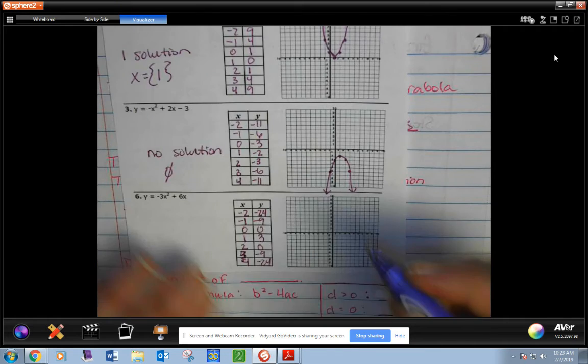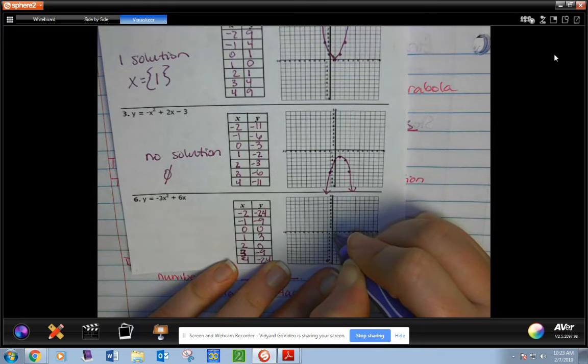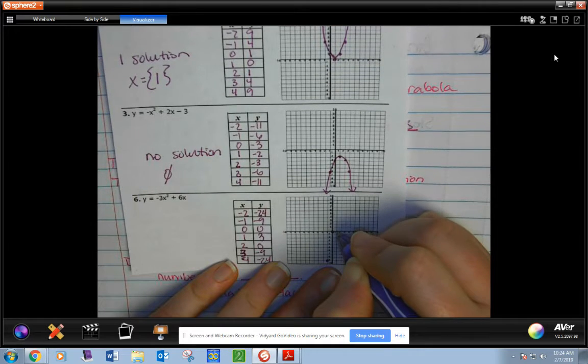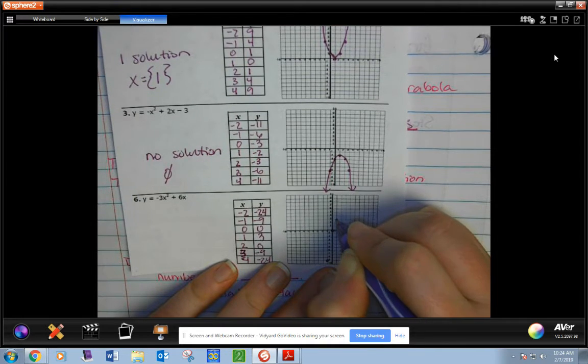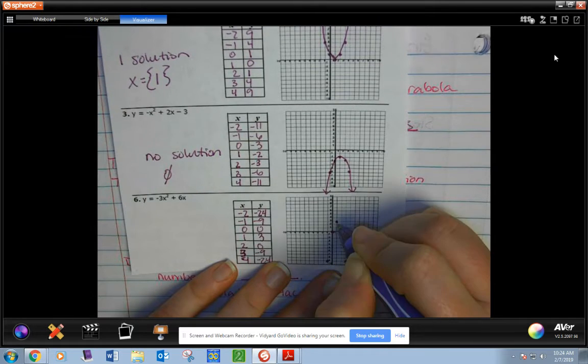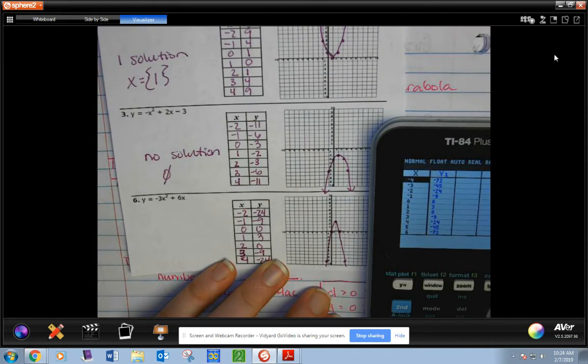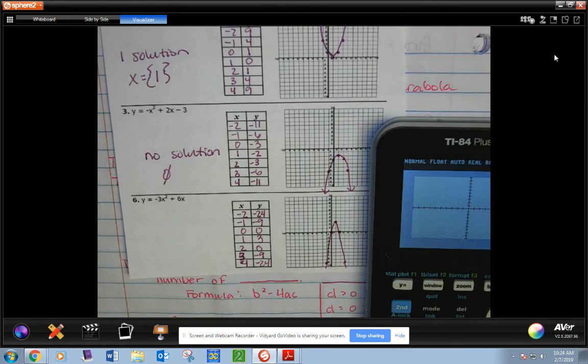Okay, I'm going to plot the points that I can. So -1, -9, 0, 0, 1, 3, 2, 0, and then 3, -9. Okay. As soon as I graph it, I'm going to check the calculator, make sure I graphed it right, which it looks like I did.